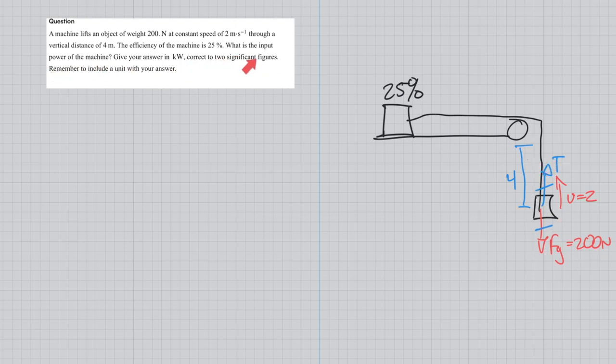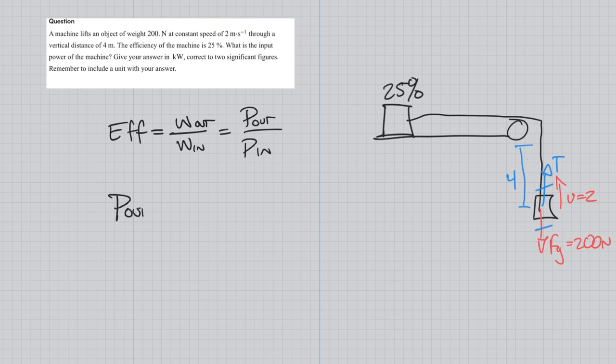So we are looking for what is the input power of the machine. If we look at our equation for efficiency, efficiency is going to be work out over work in, which is also power out over power in. What we know from the information that's given is the power out. We know the force of the lift, and we also know the velocity that the object is moving at. So that's going to be 200 times 2. So my power is going to be 400 watts.